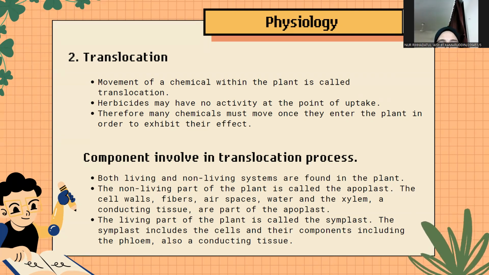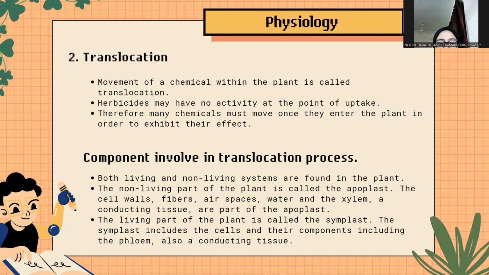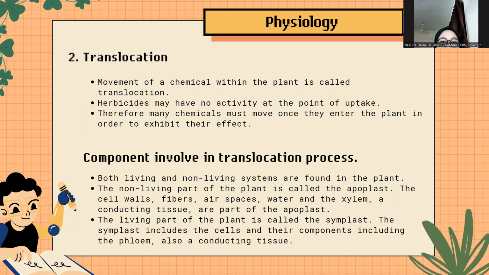The living part of the plant is called the symplast. The symplast includes the cells and their components, including the phloem, also a conducting tissue. Next slide.